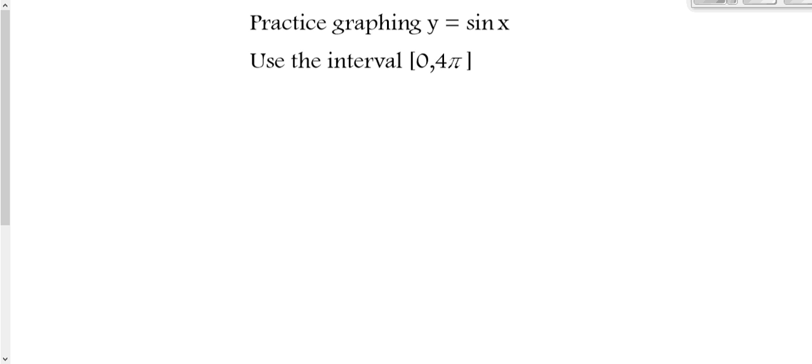So I'm going to show you my shortcuts. Now that we have an idea for what these are supposed to look like, I'm going to show you my shortcuts. And this time I've decided we're going to graph on the interval from 0 to 2 pi. So here's how you want to think through this process.